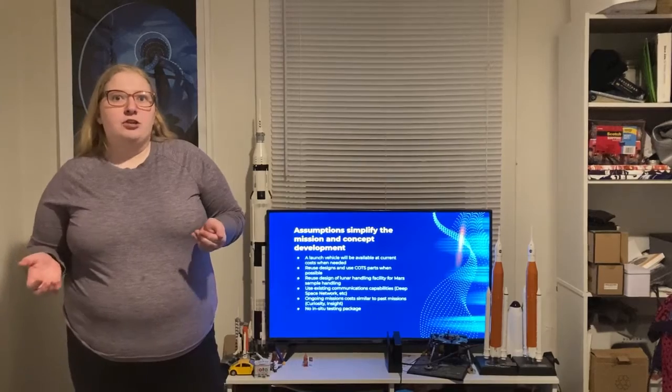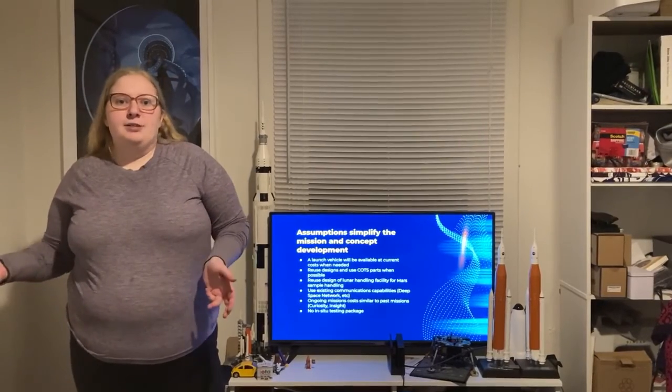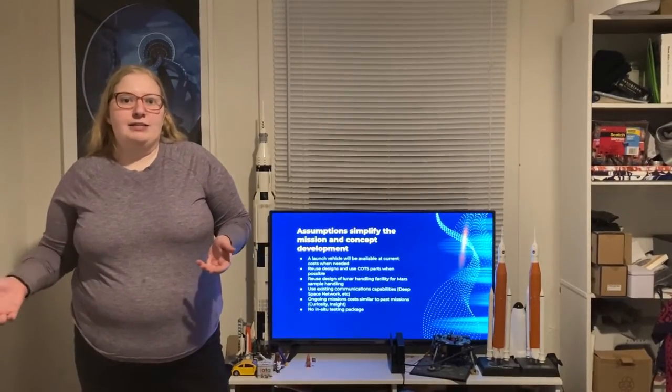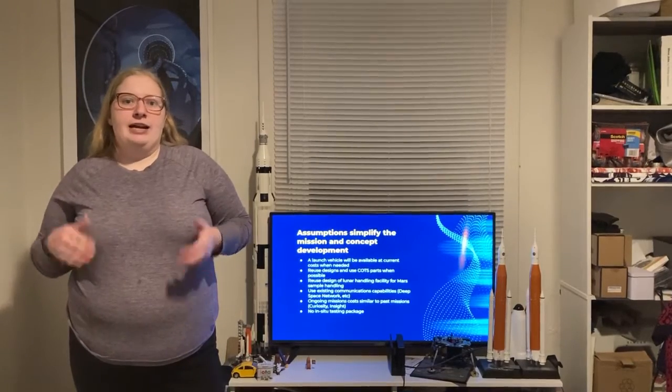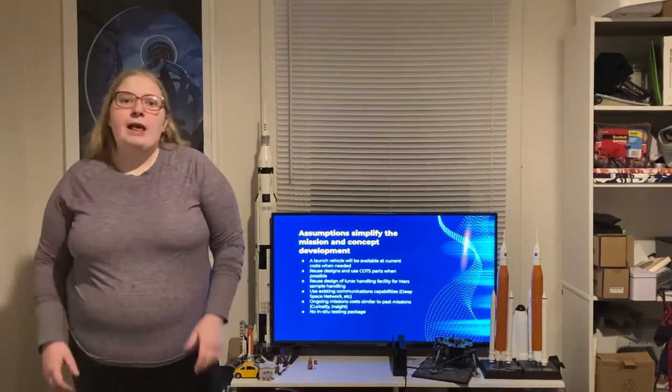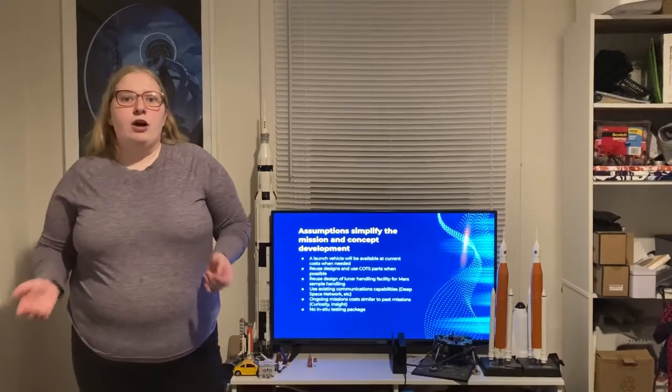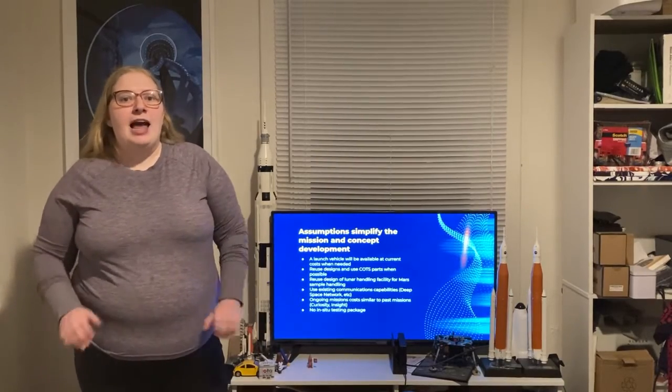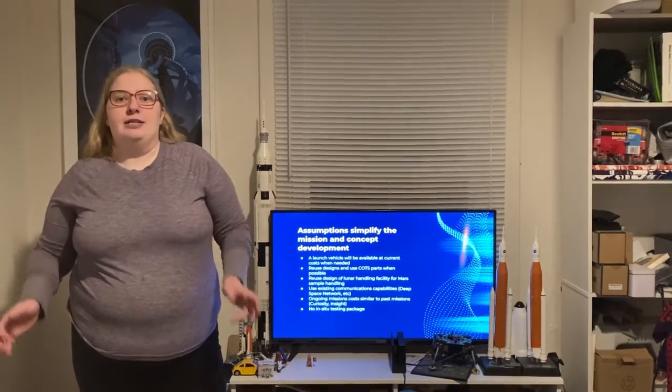We assumed that we would use existing space communications networks like the Deep Space Network rather than creating any sort of new infrastructure for that. And we assumed that this design would not include any sort of in situ testing and would focus solely on ex situ testing of samples.